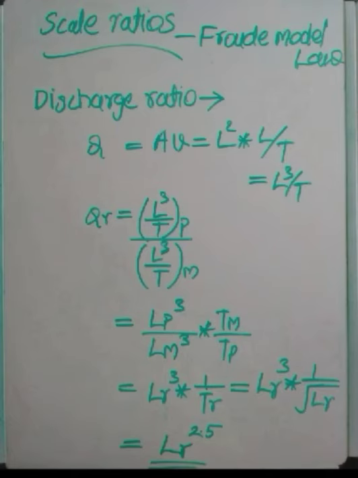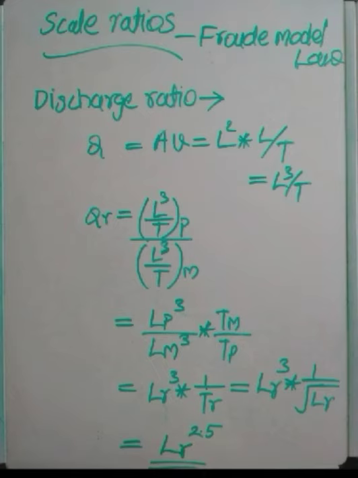And now let us derive the scale ratio for discharge. We know discharge Q is equal to AV, where A is the area and V is the velocity. Now substitute the dimensions. A is equal to L square and V is equal to L by T. So we can write it as L cube divided by T. Now go for the scale ratio for discharge. It is equal to the discharge of the prototype divided by discharge of the model.